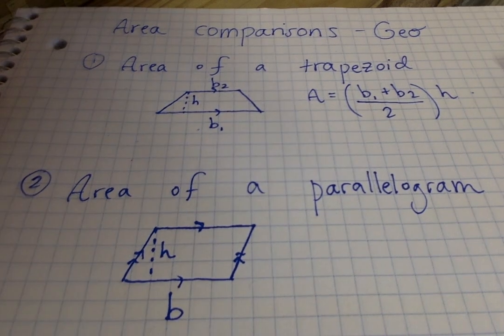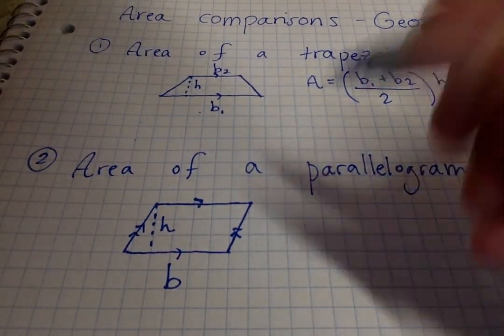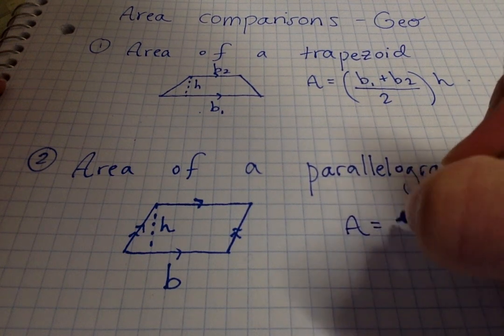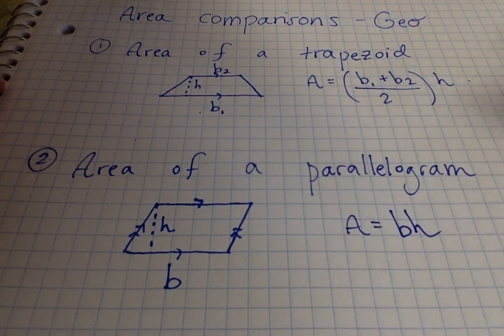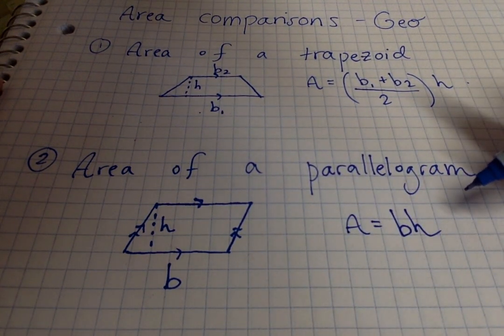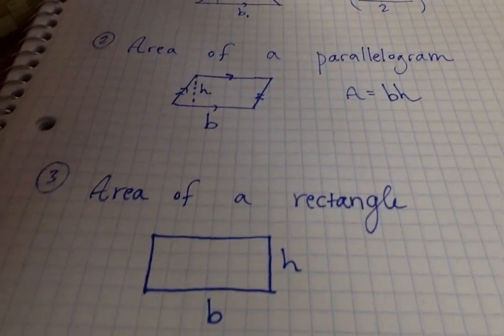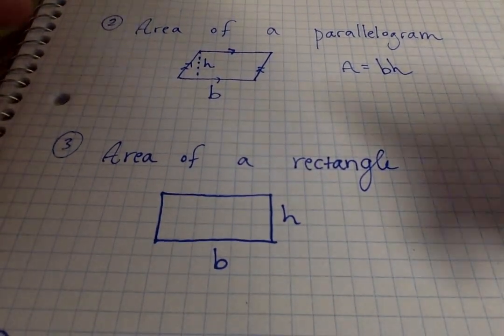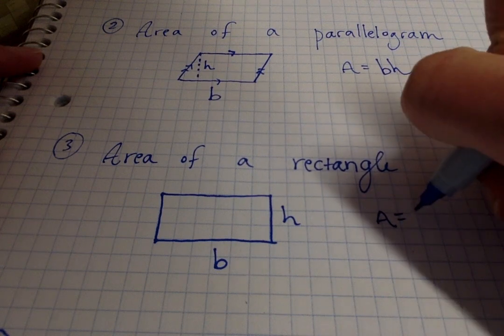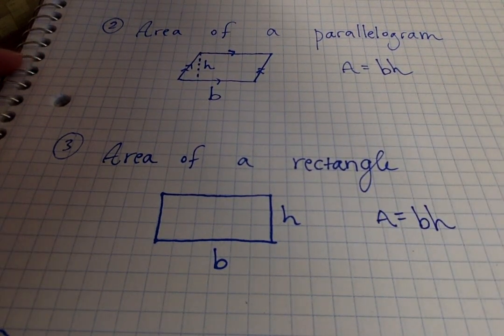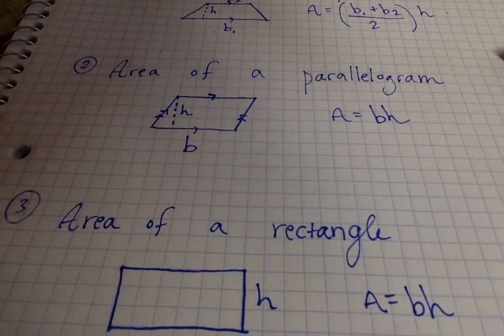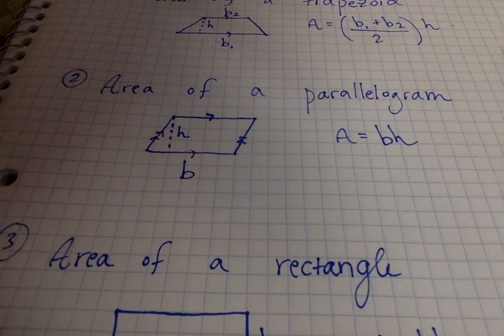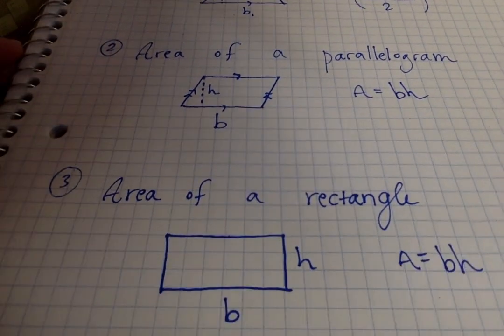Now, area of a parallelogram, we saw last week that that's just base times height. Now that should look familiar because we're going to compare it to something else later on. Area of a rectangle, you might remember, is just base times height. So let's take a second and look at why area of a parallelogram and area of a rectangle are the same.